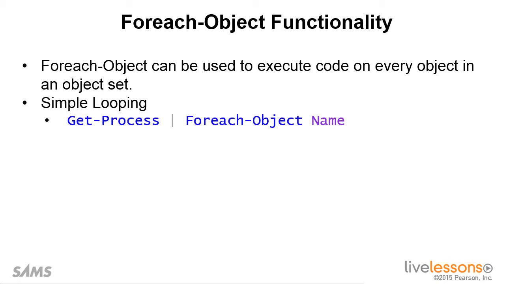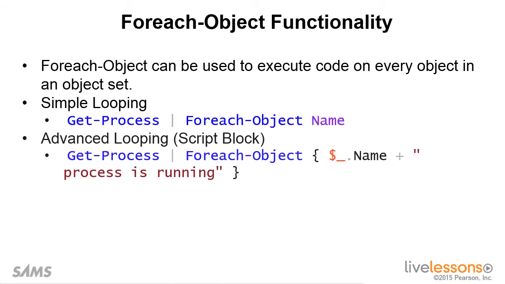There are other ways you can replicate this functionality, but another way is by using a script block. What I am doing using a foreach loop in this example is actually executing code on each object in the object set that get-process is passing. So you will see that I am taking the objects of get-process, and for each process object that is passed, it is going to show the name, and it is going to add a string to the end of the name, which is process is running.